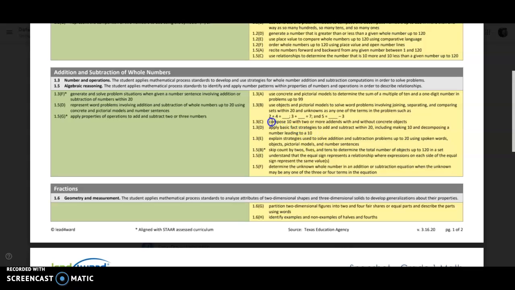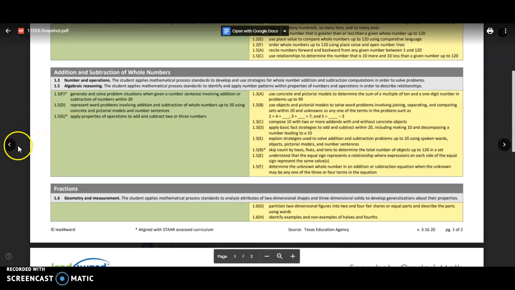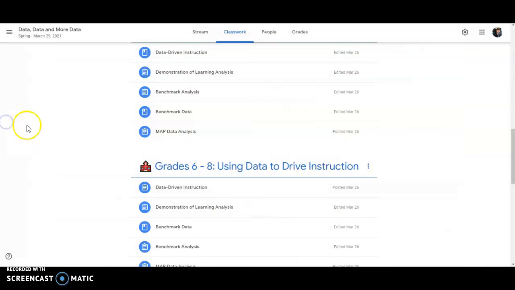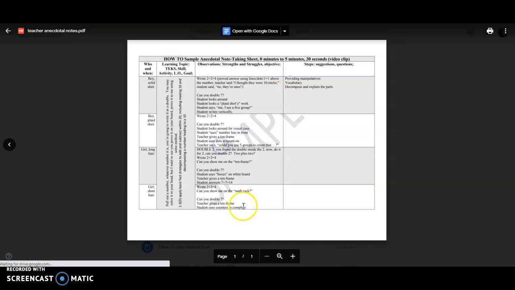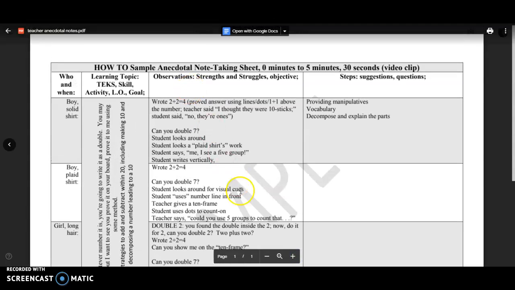And so I see all the pieces right here, compose 10 with 2 or more addends, with and without concrete objects. Apply basic fact strategies to add and subtract within 20, making 10 and decomposing a number leading to 10. And then again, we can say 1.3E, explain strategies, all those bits and pieces. And so me as a teacher have a good understanding now from looking at the TEKs what my kid needs to be able to do in totality, right? So if I'm going to go back to that guided note sheet that I was taking, I could then say, okay, so this is what I heard and this is what I saw. What might be the next step?